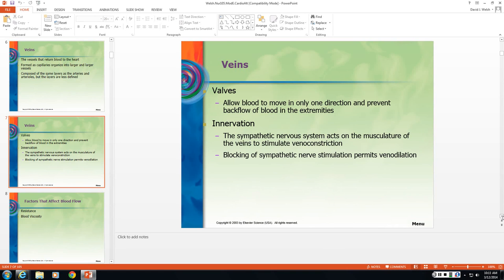There's also innervation, and this is the sympathetic nervous system that acts on the musculature of the veins to stimulate venoconstriction. Blocking of the sympathetic nervous system stimulation permits venodilation.